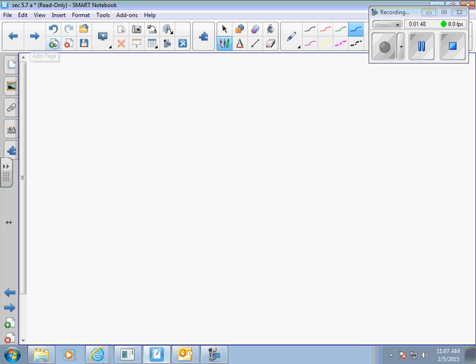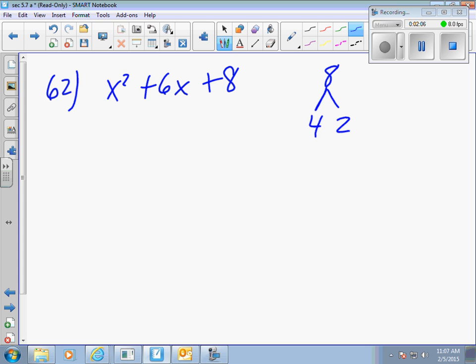So now let's move to question 62. It says x squared plus 6x plus 8. Now this is the shortcut pattern because there's no number in front of the squared term. We're looking for factors of 8 that add up to 6, and I'm going to go with 4 and 2. So I'm going to go straight to the parentheses because there's nothing in front of my x squared, and I'm going to go with x plus 4 and x plus 2.